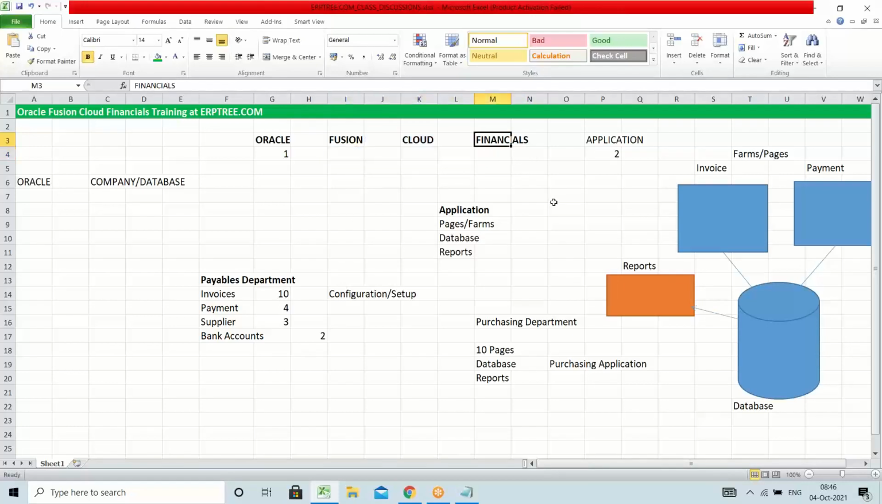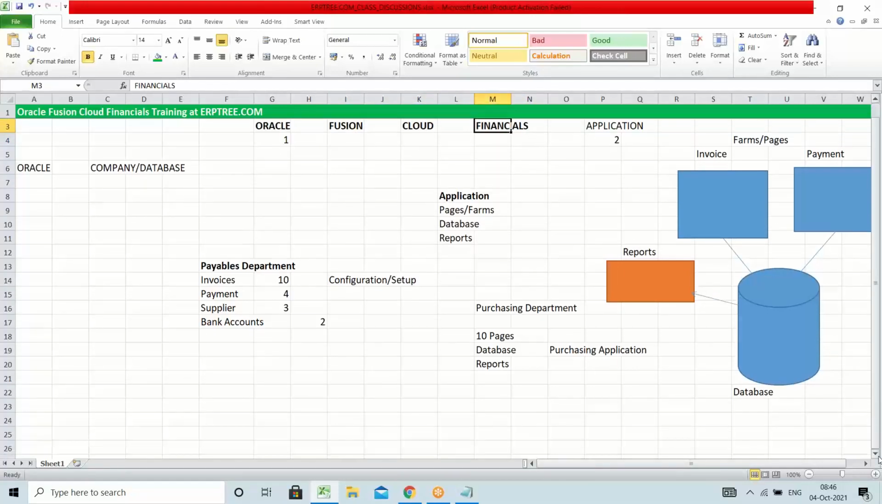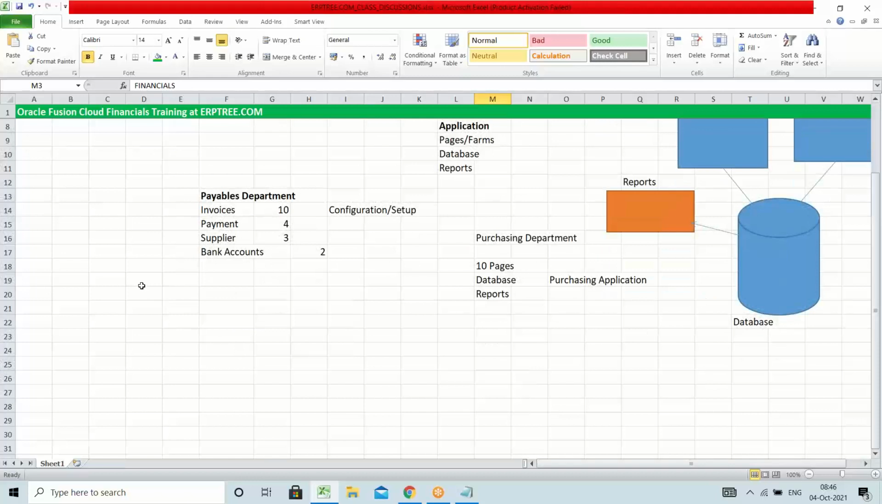Now let's talk about financials. What does it mean by financials? In a company, we do different activities. Simply, we do the payables activities, receivables activities, cash-related activities, and asset-related activities. Very primary. There is something else also we'll discuss, but at this stage, this information is more than enough.